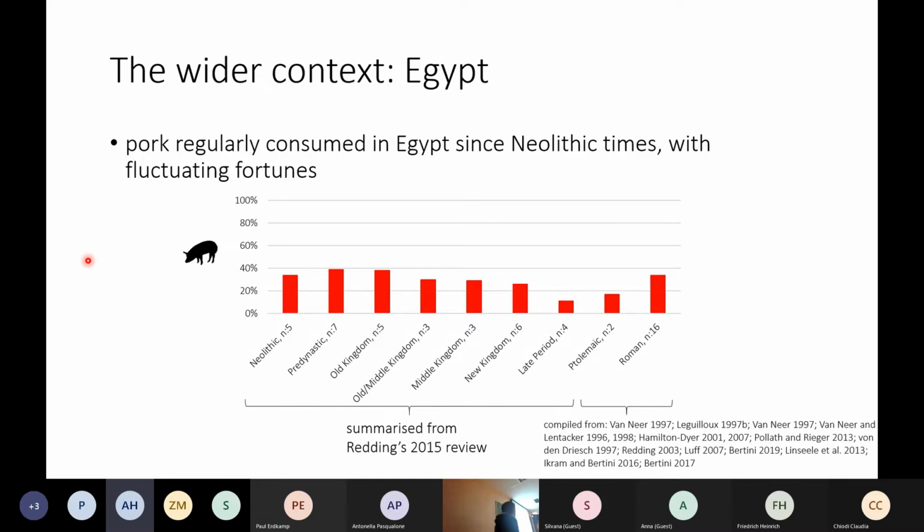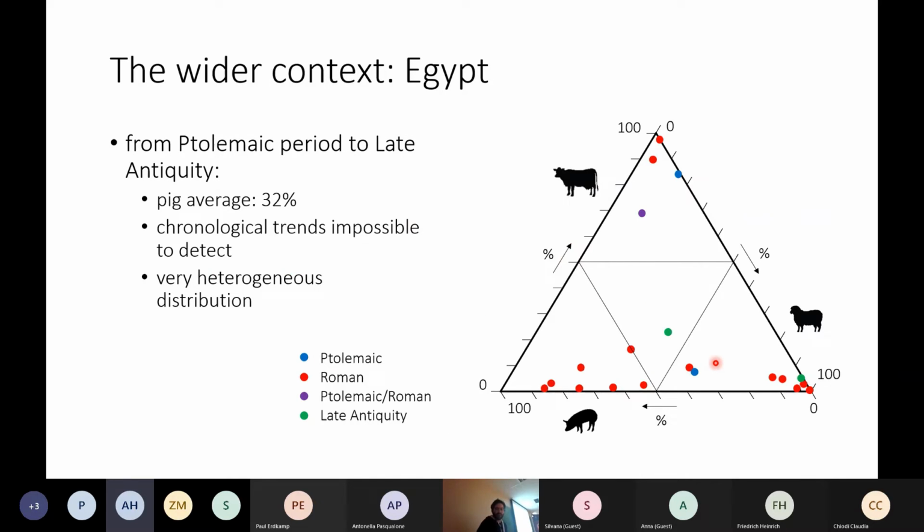If we zoom further out, looking at Egypt more in general, we see that since the Neolithic, pork was quite regularly consumed, so it was a popular meat with fluctuating fortunes, but still it was there. And we will now focus on the Ptolemaic and Roman periods. Here I've arranged the same assemblages by chronological periods. And the pig average frequency is 32%, so it's quite high. It's impossible to say anything about chronological trends because the majority of sites are from the Roman period, but the distribution is also quite heterogeneous, as you can see.